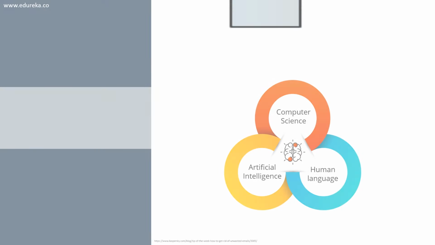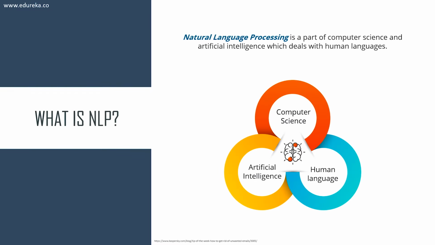NLP, which stands for natural language processing, is a part of computer science and artificial intelligence, which deals with human language, right? It's basically the process of processing natural language in order to derive some useful information from it.